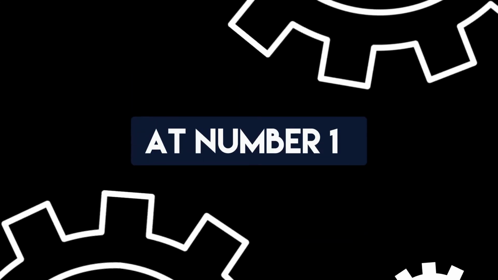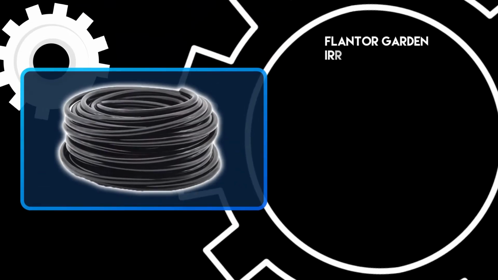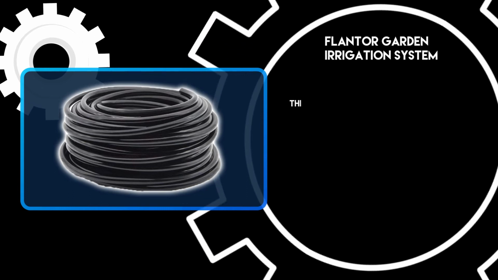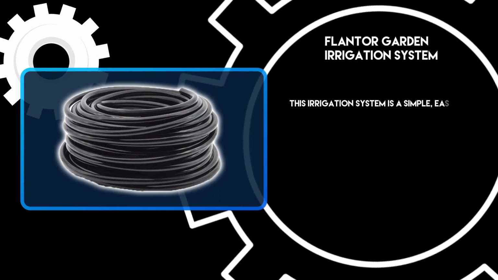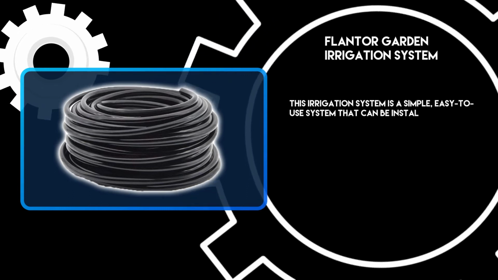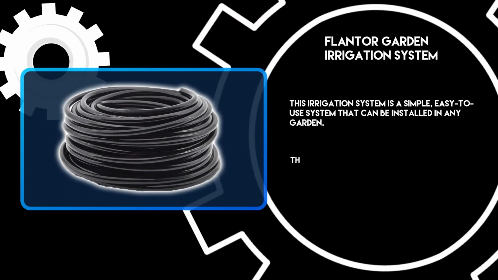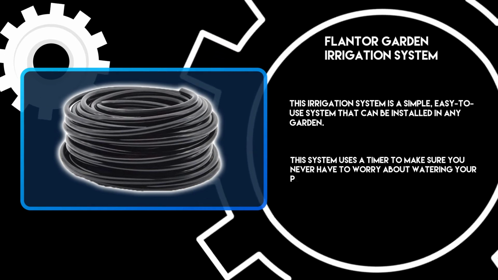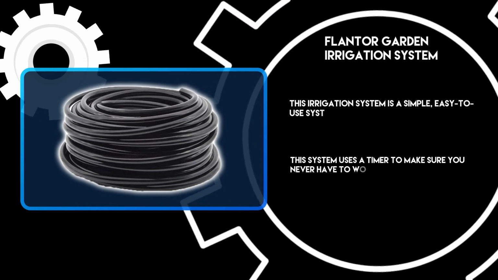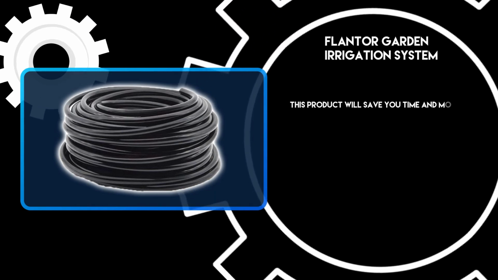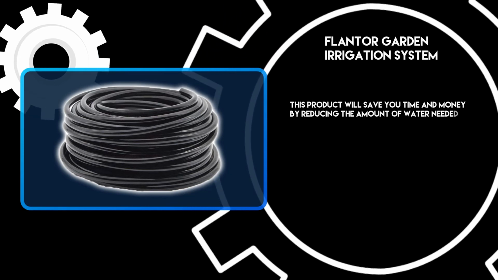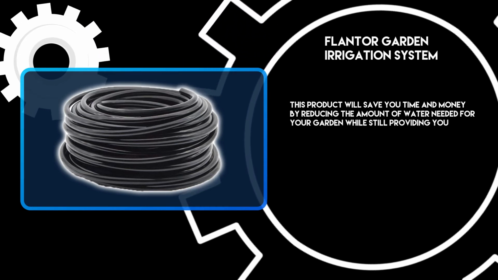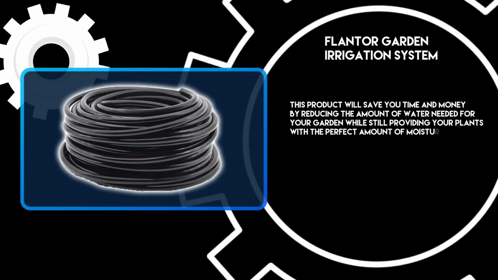At number 1, Flantor Garden Irrigation System. This irrigation system is a simple, easy-to-use system that can be installed in any garden. This system uses a timer to make sure you never have to worry about watering your plants again. This product will save you time and money by reducing the amount of water needed for your garden while still providing your plants with the perfect amount of moisture.